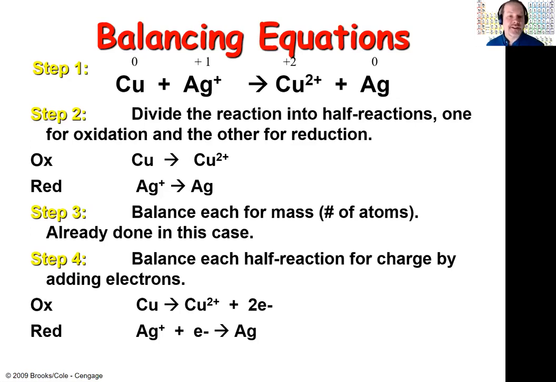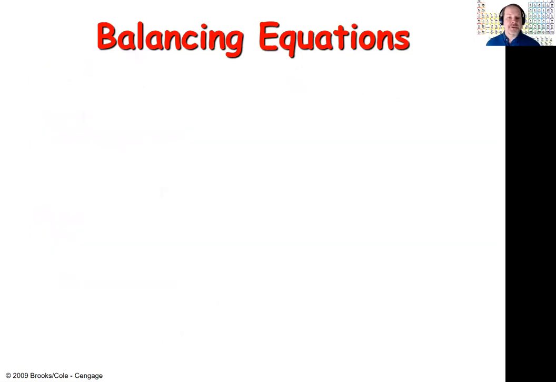So we can only add electrons here. No protons, nothing else, just electrons. These are the electrons that will be transferred in these electron transfer reactions. All right. Now the next step is to balance the number of electrons between both of them.